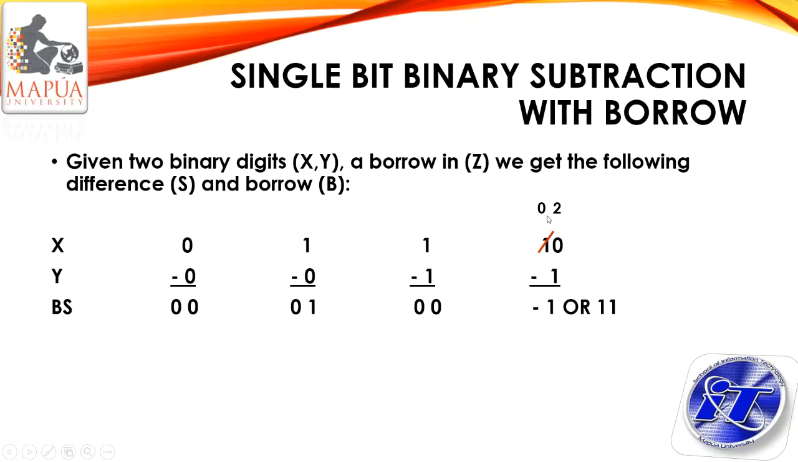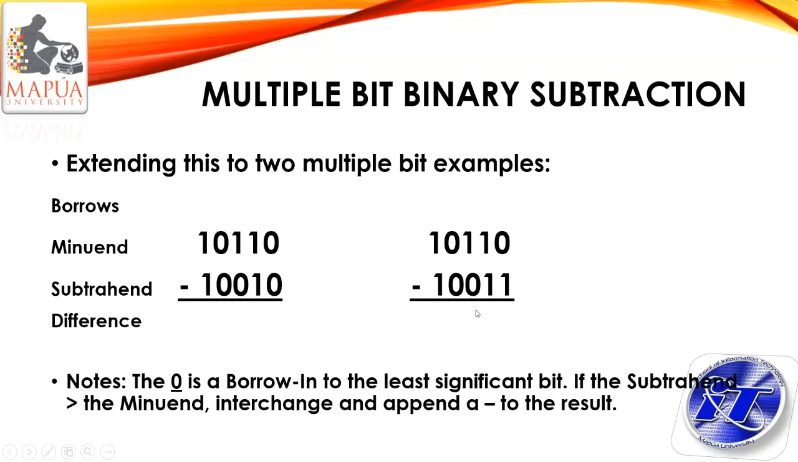And since we borrow, that's why we have a negative here. Since there is no value after this digit, just to represent it is negative, use 1 or use a dash. Okay? So let's have more examples about subtraction. Let's subtract this: 10110 minus 10010.